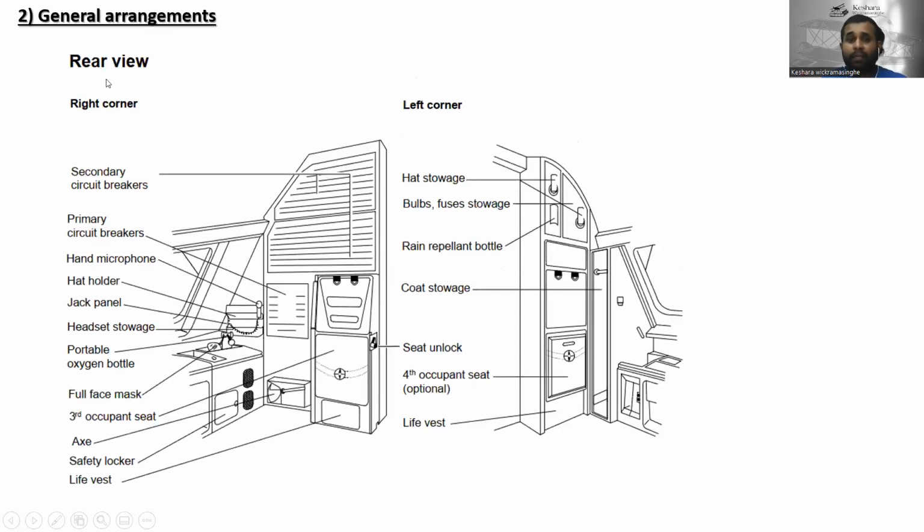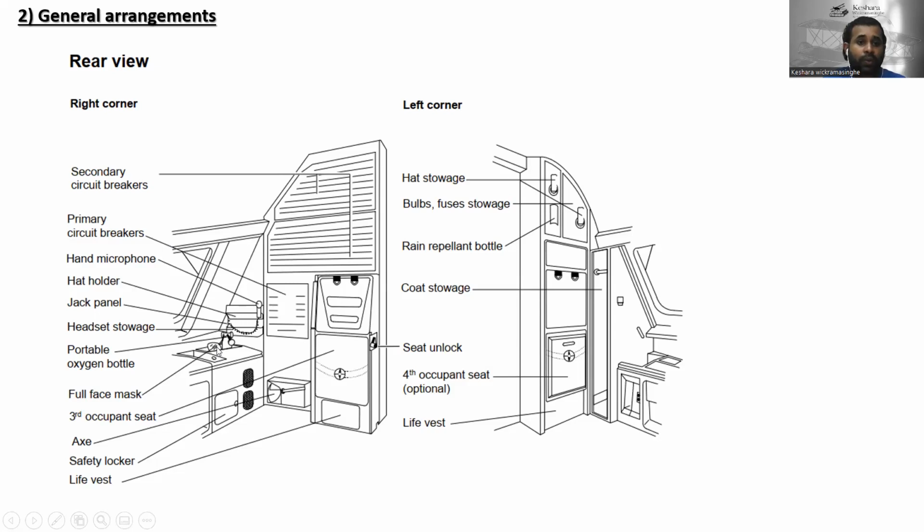Here is the rear view. This is the rear view of the cockpit when you look at the back. This is the secondary circuit breakers. It means the 1 and 2 VU circuit breakers over there. And this is the primary circuit breakers, and here is the hand microphone, and here are the hat holders. And this is the jack panel, and here is the headset storage, and this is the portable oxygen bottle over there, and this is the full face mask.